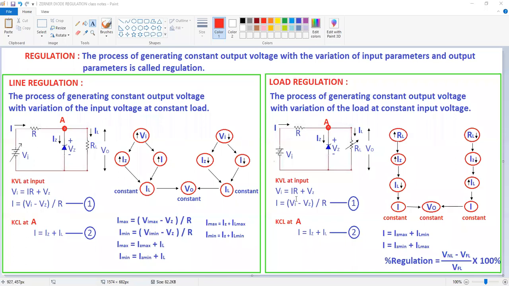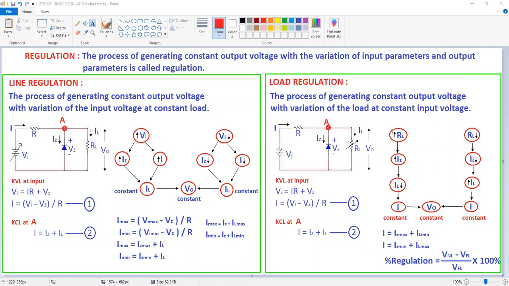See here, input voltage is constant. Why? Because in the case of load regulation, input is constant, output is going to vary. Here input voltage is constant and Zener voltage is also constant, and this resistance is constant. That means in this equation, all the RHS terms are constant. If all these parameters are constant, what will happen to the I? I is also constant. Okay, now come to this topic.